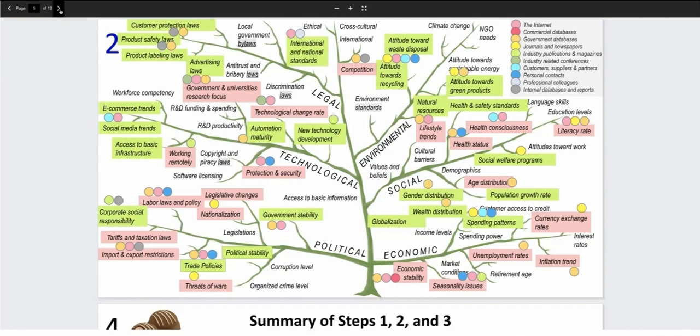conferences, customers, suppliers, partners. So here we may look into surveys as well, personal contacts, again, through the surveys, professional colleagues, through the surveys as well, and internal databases and reports if we are, for example, working in the government or in banks or in other big institutions where they do have internal databases.